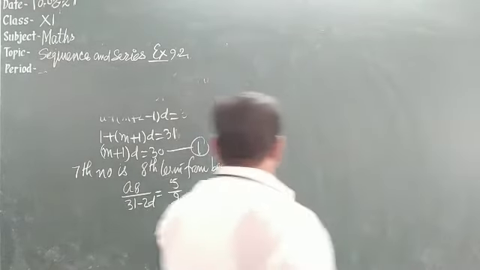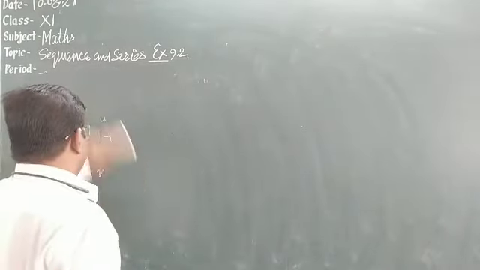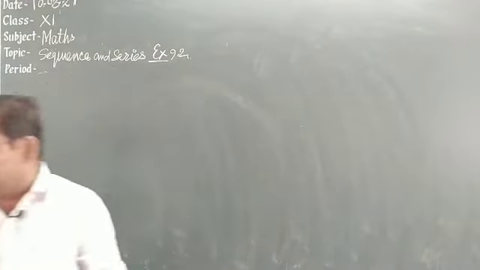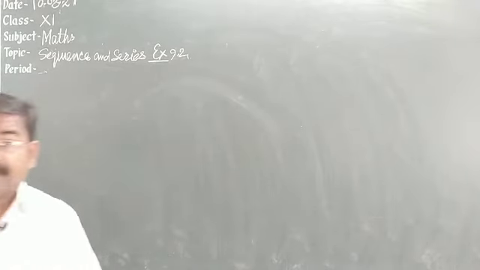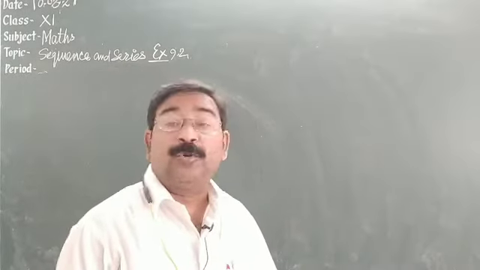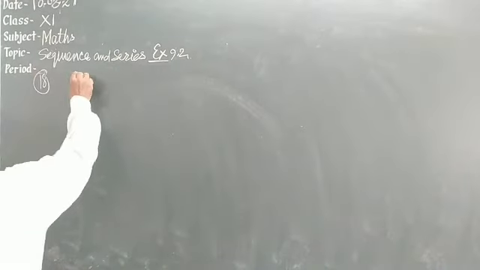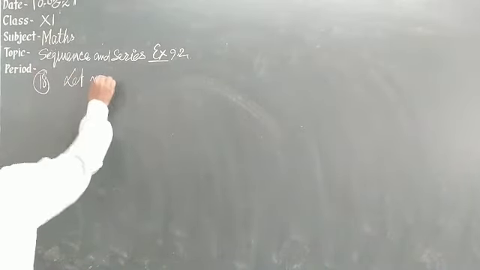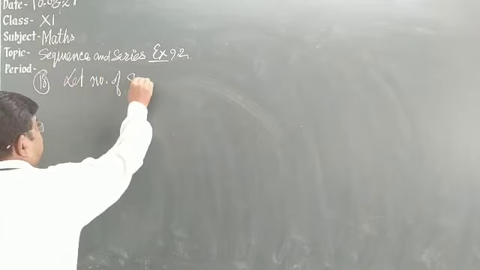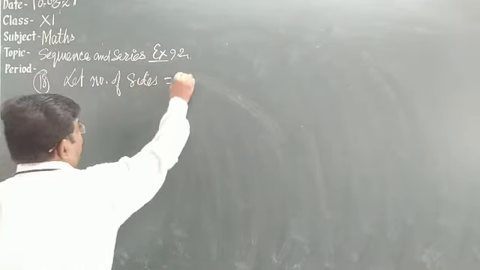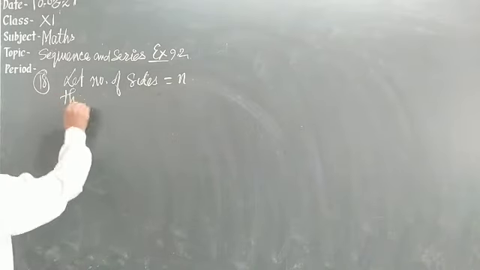I am coming to the last question of the exercise. In the last question we are given that the difference between any two consecutive interior angles of a polygon is 5 degrees. If the smallest angle is 120, then find the number of sides in the polygon. Let this be the 18th question. Let the number of sides be equal to n.